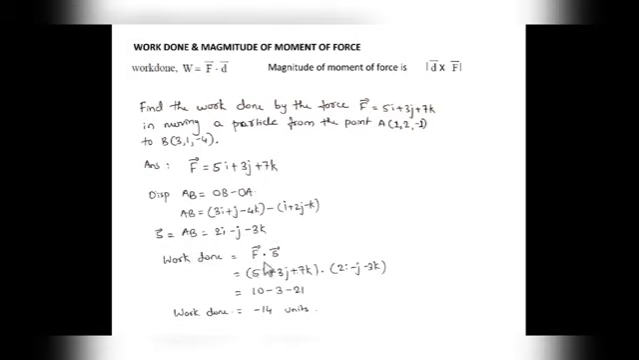Work done is equal to force into displacement, that is the dot product. The displacement is also denoted by S vector. We can denote it by D vector also, no problem. F vector is the given force 5i plus 3j plus 7k, dot S vector, which is 2i minus j minus 3k. 5 2s are 10, plus into minus, minus 3 1s are 3, plus into minus, minus 7 3s are 21. Now 10 minus 3 minus 21 will be minus 14 units, which is the work done.